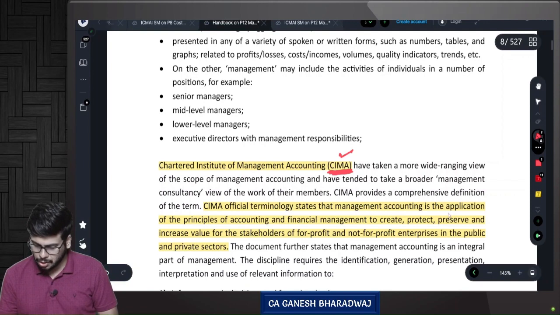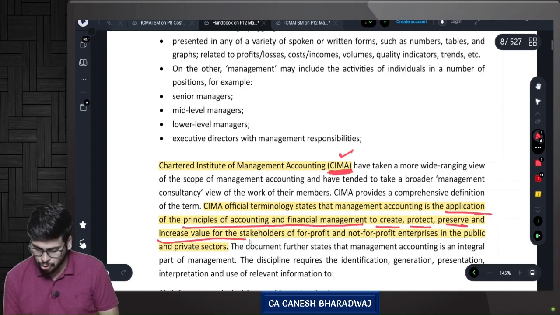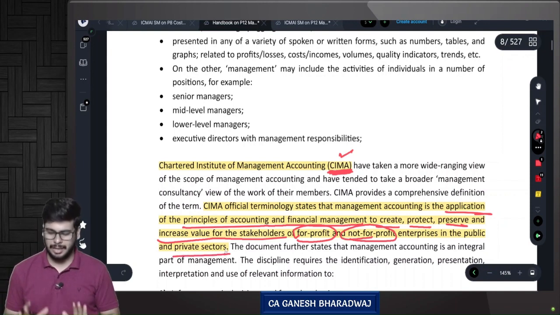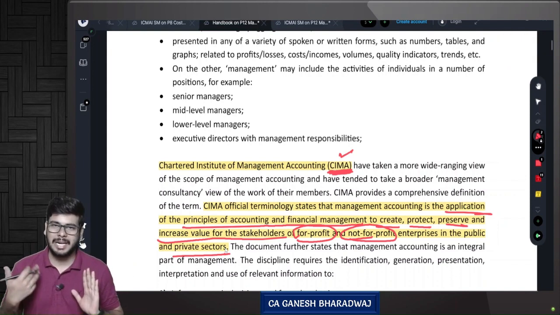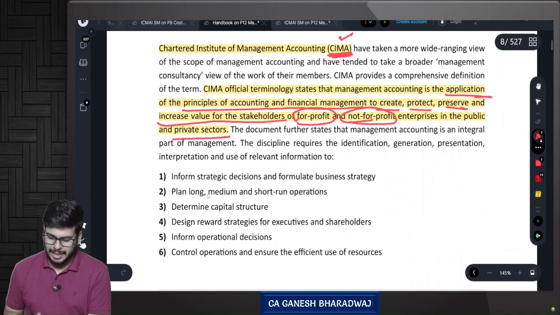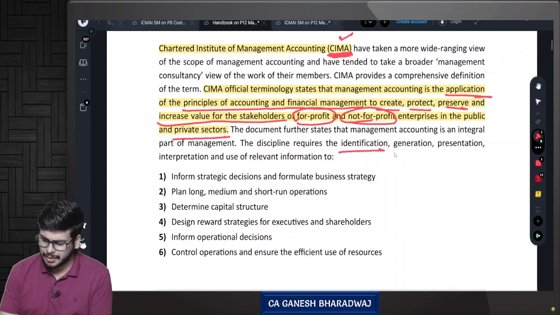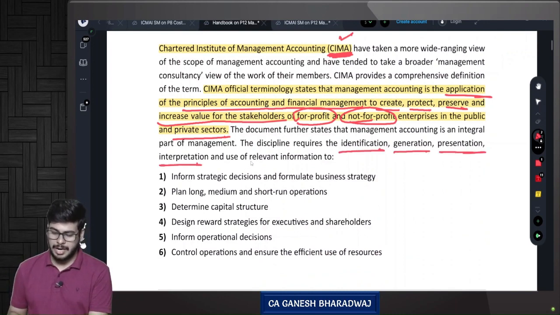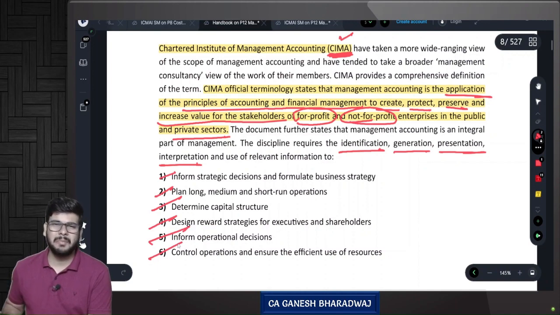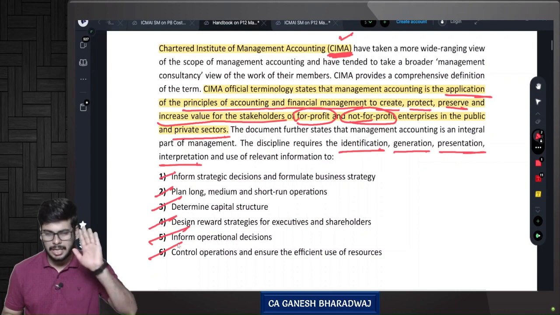They state that management accounting is the application of principles of accounting and financial management to create, protect, preserve, and increase the value of stakeholders of for-profit or not-for-profit enterprises in the public and private sectors. Basically, what is this? Providing some accounting data in a manner that helps the management to take meaningful decisions in their organization. Of course, the objective is also about control. Clear? It requires identification, generation, presentation, interpretation, and use of relevant information to inform the strategic decisions, formulate business strategy, plan long-term, medium-term, short-run operations, determine the capital structure, design reward strategies, inform operational decisions, control operations. They have just mentioned a lot of things. Broadly, it boils down to two objectives: decision making and control.